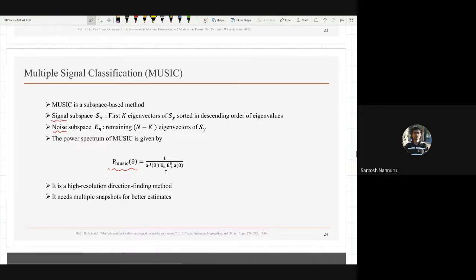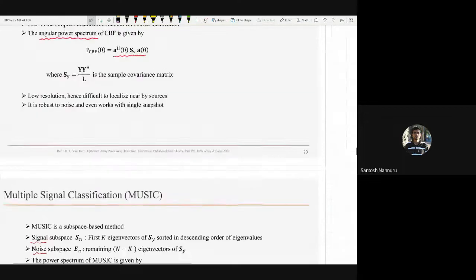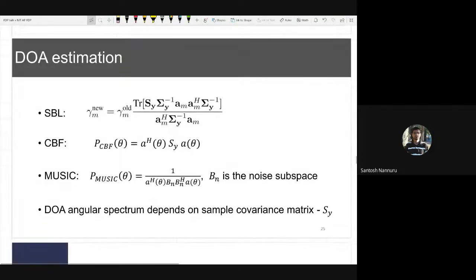So En is a subspace which corresponds to the noise, or which has the signal component eliminated from it. So any signal component will have very low correlation with the noise subspace. So if your A of theta, the steering vector, has very low correlation with the noise in a specific direction, then its inverse will be very high, right? So then you will get a peak. So that's how MUSIC works. It's called the MUSIC pseudo spectrum, and it has a much better resolution than CBF, the conventional beamforming. Okay. So those of you who have worked on DOA estimation, these methods must be familiar.